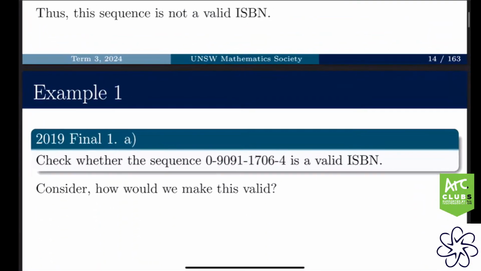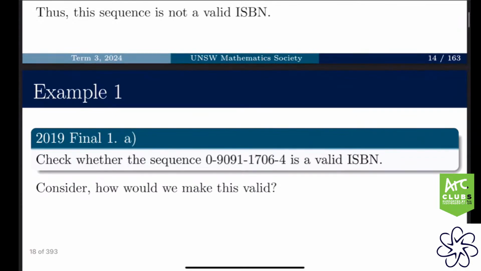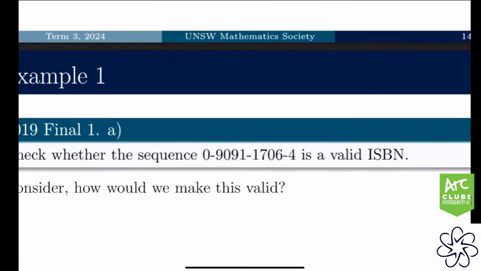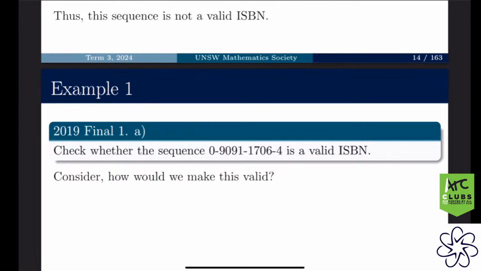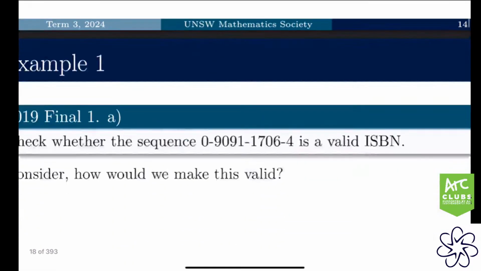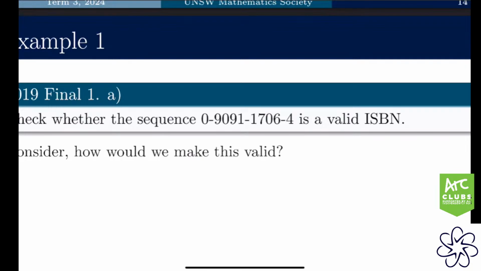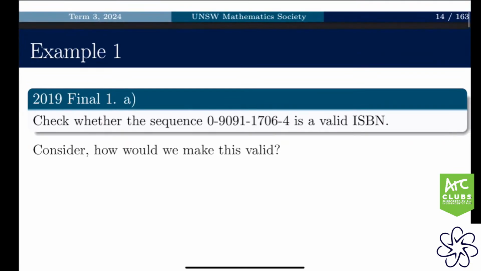But consequently as well, a question that we can ask is how can we make this valid? As I said before, this is a question that has to be considered when creating an ISBN code for a book, for example, as we have 9 information bits and we need to add a check bit to make it a valid ISBN. This is not an error correcting code, but a detecting code. So given an invalid ISBN, we wouldn't know what number to change to make it valid.